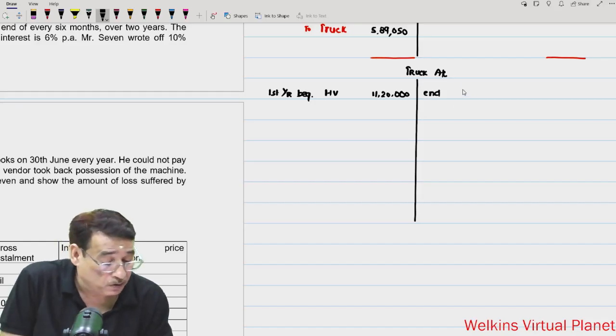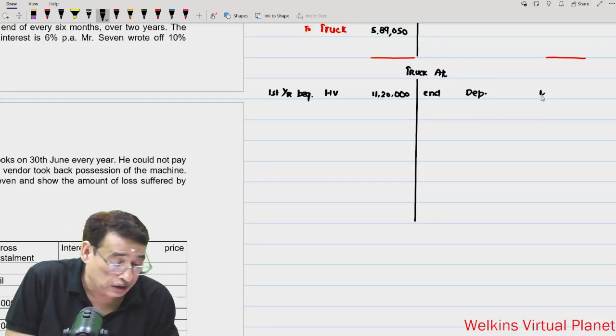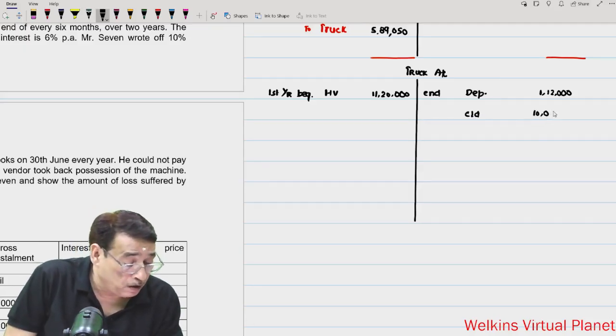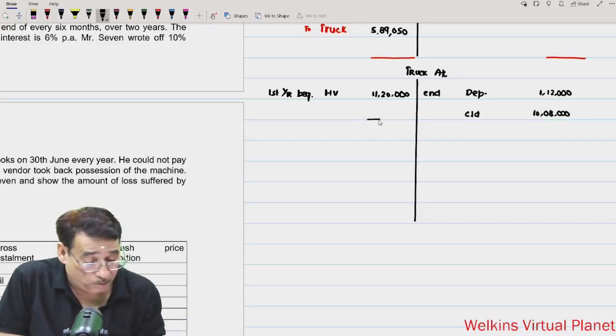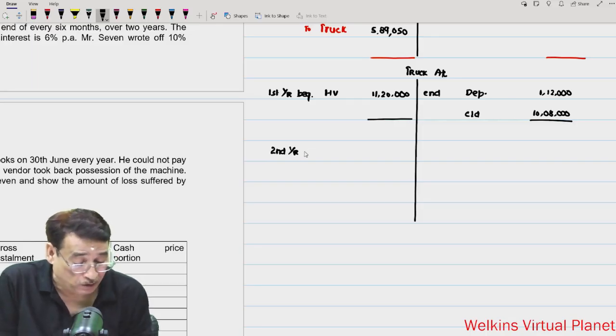Correct? So I am going to write here depreciation 1,12,000 at the rate of 10%. So balance carried down will be equal to 10,08,000. At the end of the first year, this asset in the eyes of the purchaser commands this value.